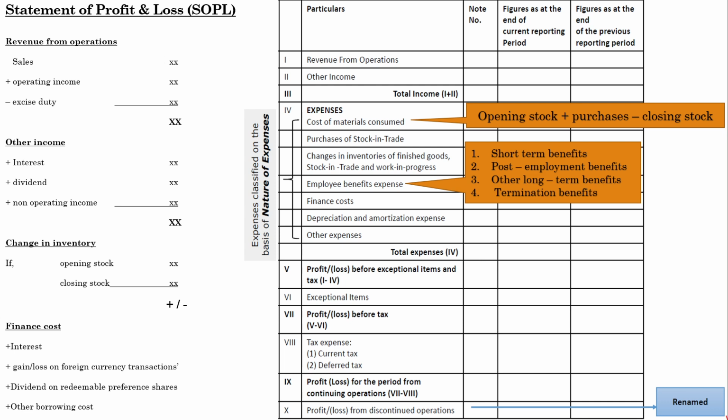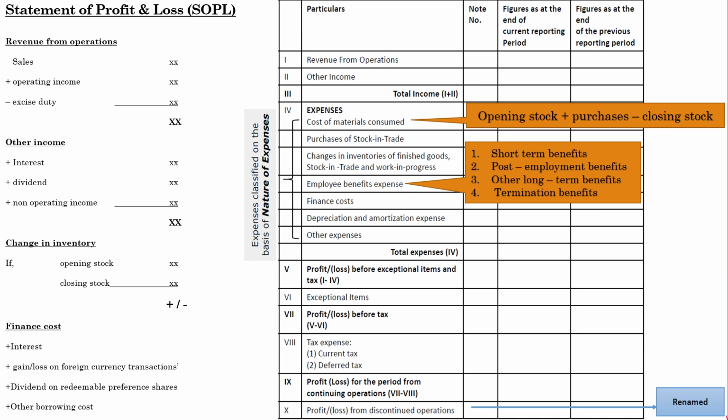Next one, dividend on redeemable preference shares when the company has no discretion over payment of the dividend. These items will be specifically mentioned in the question. So you just familiarize yourself with the item and show it in the respective column. And other borrowing costs. All these items will be directly mentioned in the question. You need to find the item and show it in the respective heads. So that is the content that comes under finance cost.